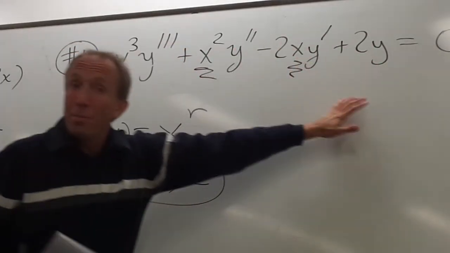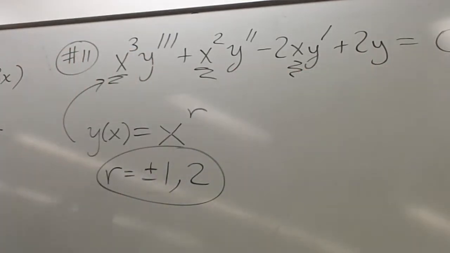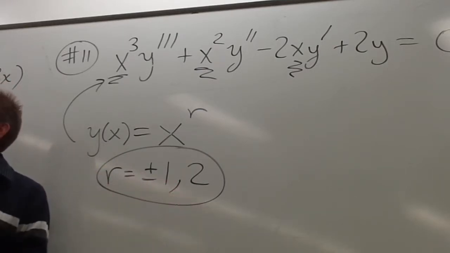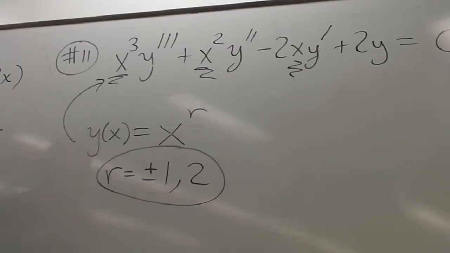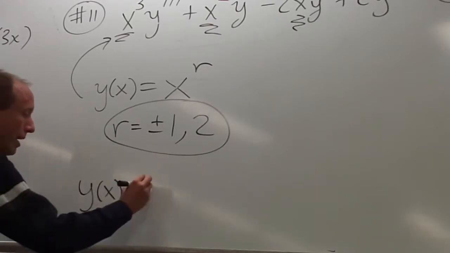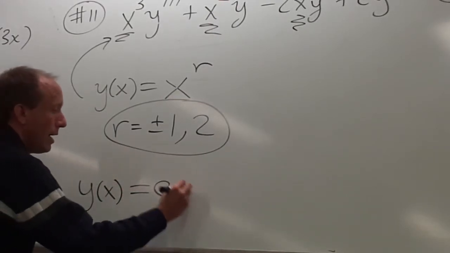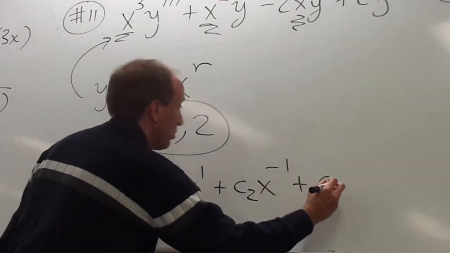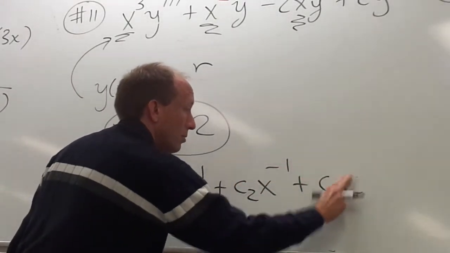All 4 terms will have x to the r, which can be factored out. And then what you're left with is sort of like an auxiliary equation, right? It's going to be a cubic polynomial that has 3 roots for r, and here they are. Okay? So then if you know that, well then you can write down the general solution. So y of x is just c1 x to the 1 plus C2 x to the minus 1 plus C3 x to the 2.